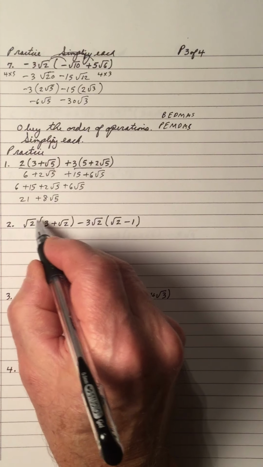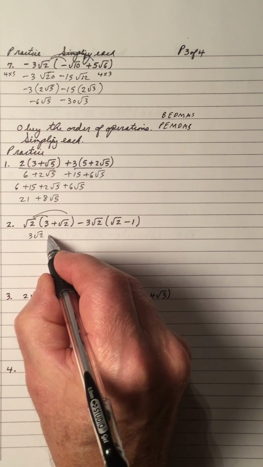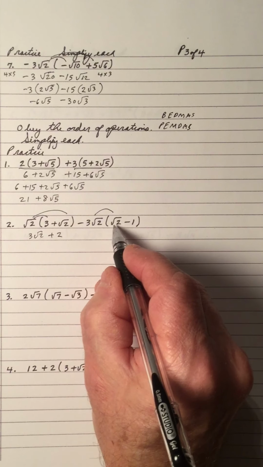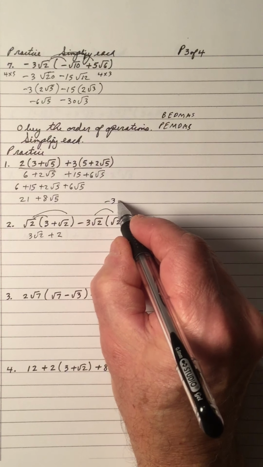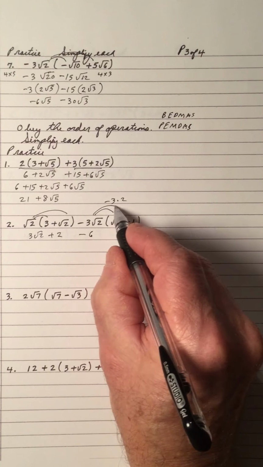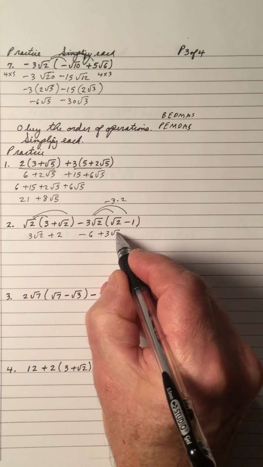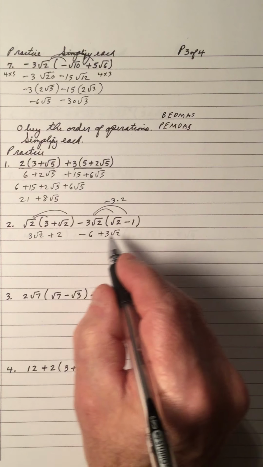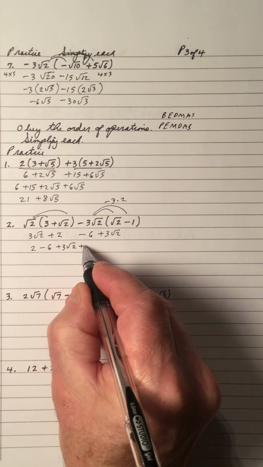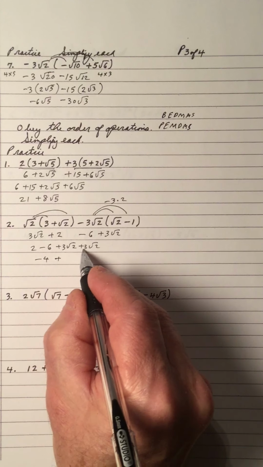Number 2, root 2 times 3 is 3 root 2. Root 2 times root 2 is the root of 4, which is a 2. And negative 3 root 2 is negative 3, and root 2 times root 2 is 2, so that gives me negative 6. And negative 3 root 2 times negative 1 is a positive 3 root 2. And we group our like terms, so 2 subtract 6 plus 3 root 2 plus 3 root 2. And that gives me negative 4. 3 plus 3 is 6 root 2.